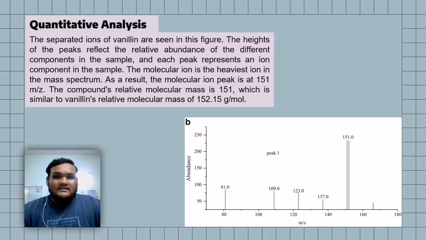Quantitative analysis. The separated ions of vanillin are seen in this figure. The height of the peak reflects the relative abundance of the different components in the sample, and each peak represents an ion component in the sample. The molecular ion is the heaviest ion in the mass spectrum. As a result, the molecular ion peak is at 151 m/z. The compound's relative molecular mass is 151, which is similar to vanillin's relative molecular mass of 152.15 gram per mole.